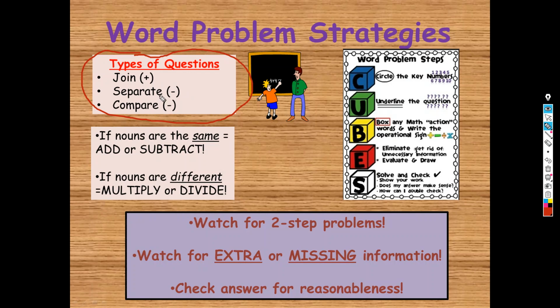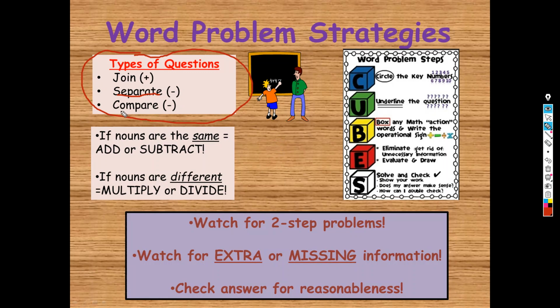When they give you all the parts and they want to find a total or the whole, then your job is to join them together to find the total answer. The second type of question is to separate. They give you the total or the whole amount, then they give you a part or some parts, and they're asking for one missing part. Then you have to separate to find the answer.